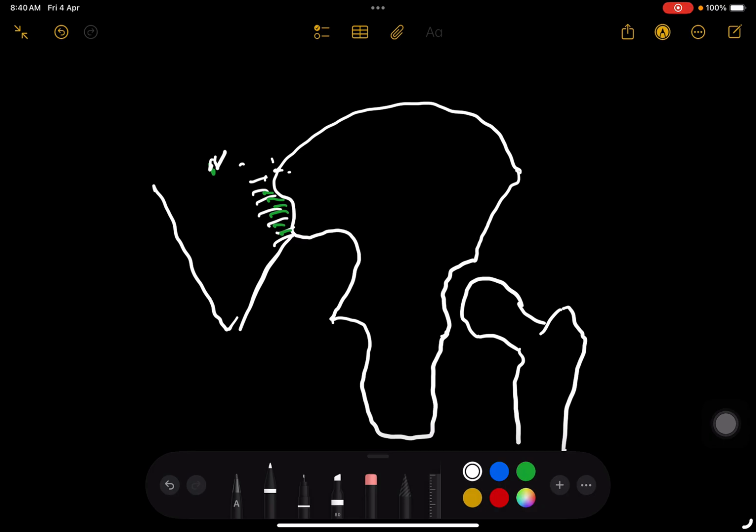L5 transverse process, L5 vertebra transverse process, which is connected to the posterior superior spine by a ligament which is called the iliolumbar ligament. If this iliolumbar ligament ossifies, then it is called a sacralization of the lumbar vertebra.